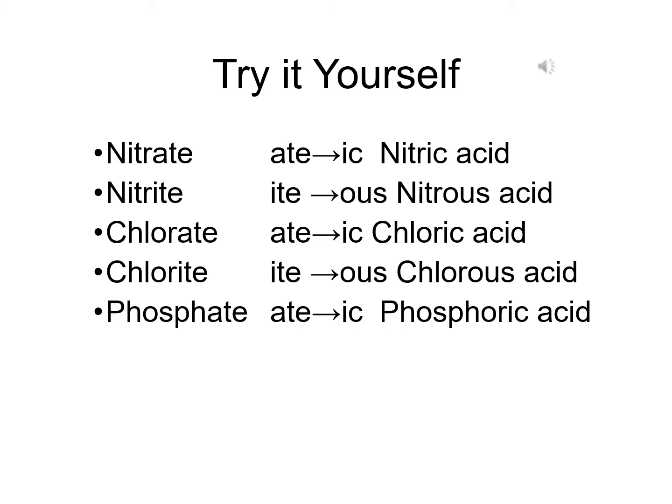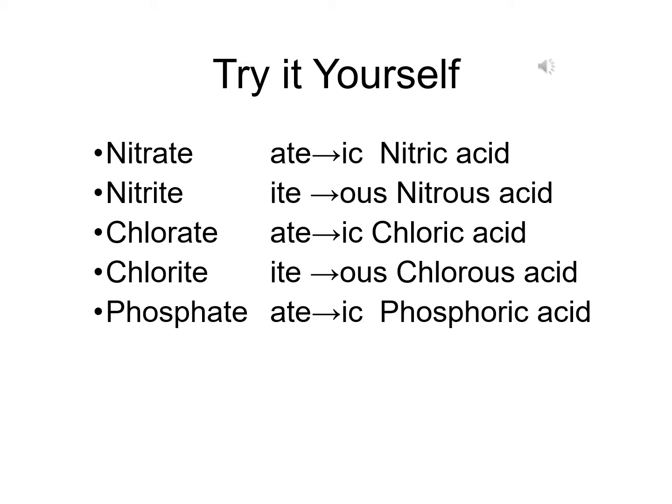The next one is nitrite. "Ite" goes to an "ous" ending, giving us nitrous acid. Our next one is chlorate. "Ate" to "ic" gives us chloric acid. Chlorite, "ite" goes to "ous", gives us chlorous acid. And phosphate, we go from "ate" to "ic", so "ate" becomes phosphoric acid. Okay, how did you do with those?